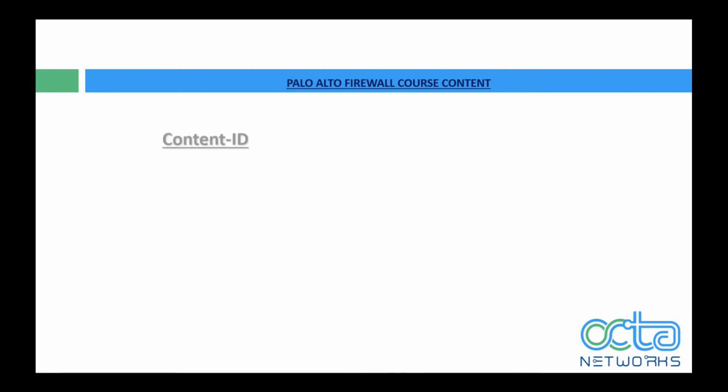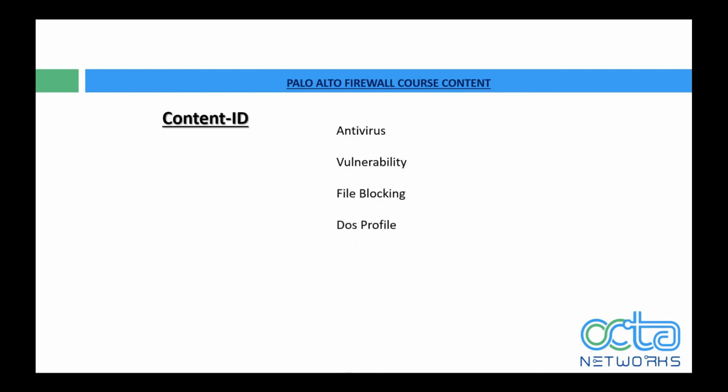Next topic is Content-ID. Inside Content-ID guys, we are going to cover antivirus profile, vulnerability protection, file blocking, DoS profile. In WildFire guys, we are going to understand what WildFire is and how it works. After that we are going to see a lab of the firewall, meaning WildFire, and how it will work with your Palo Alto firewall. Next is URL filtering.